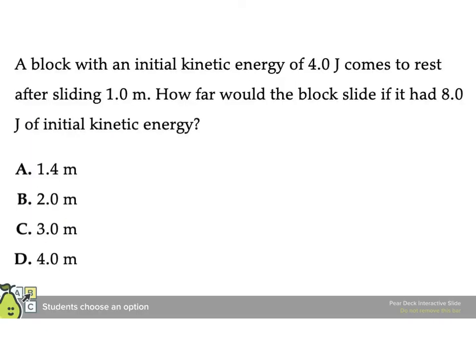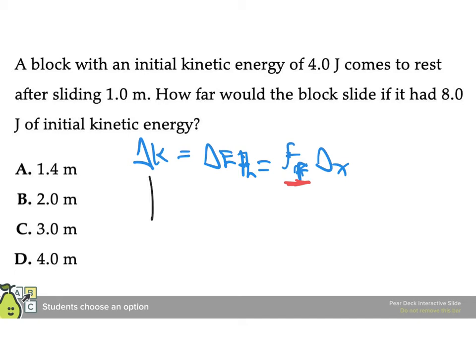All right, a block with initial kinetic energy of 4 joules comes to rest after sliding 1 meter. How far would it slide if it had had 8 joules of kinetic energy? Well, for this problem, we want to think about that delta K is equal to delta E therm, which is the force of friction times delta x. This doesn't change. So if we've doubled K, then we've doubled delta x, and we should get 2 meters.